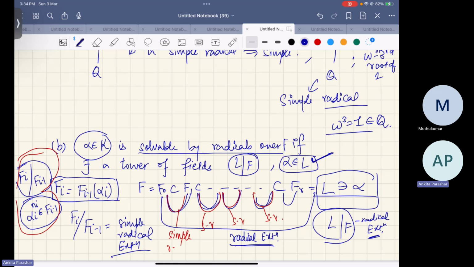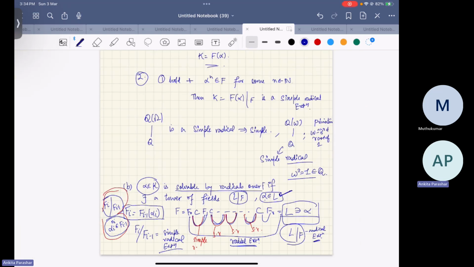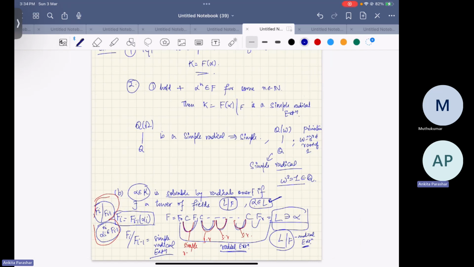And it is equivalent to saying that if you say an element is solvable over F, that means you get a radical extension where your element, alpha, lies in L. And that is the same as what you said. So either of the things, if you understand, then this is the fact.